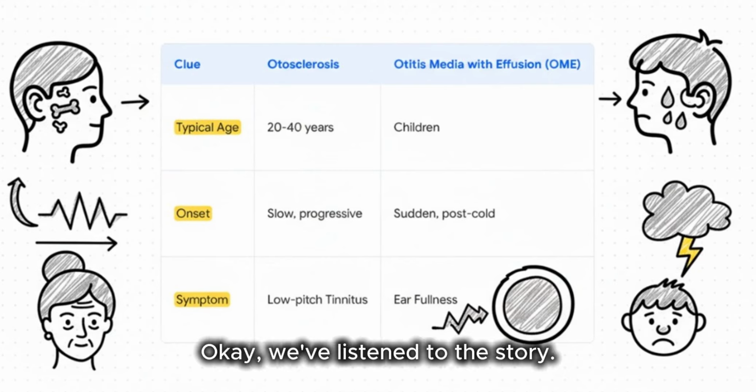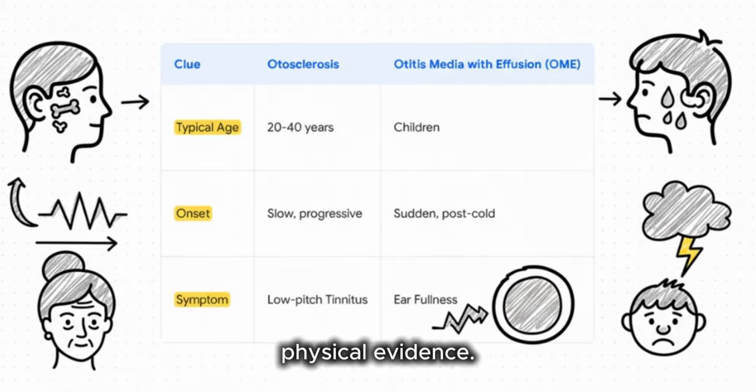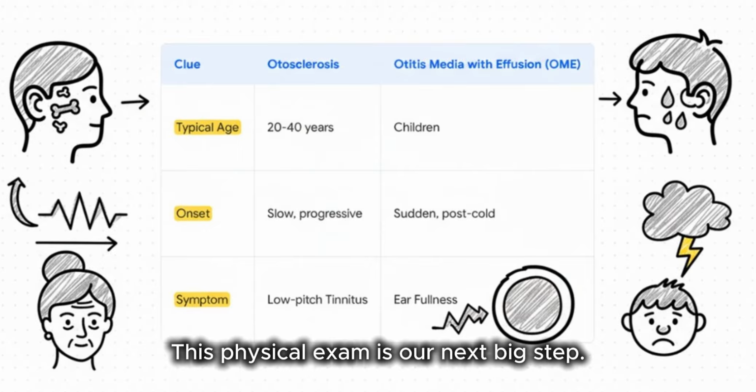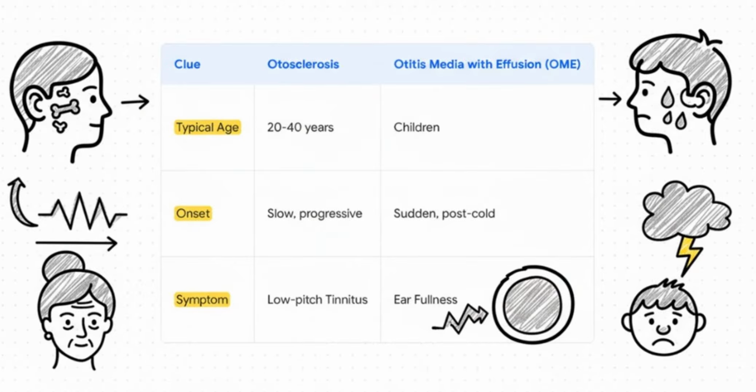Okay, we've listened to the story. Now it's time to actually look for some physical evidence. The otoscope comes out. This physical exam is our next big step. And honestly, it can sometimes solve the case right then and there. And whoa, look at this. It is literally a night and day difference.